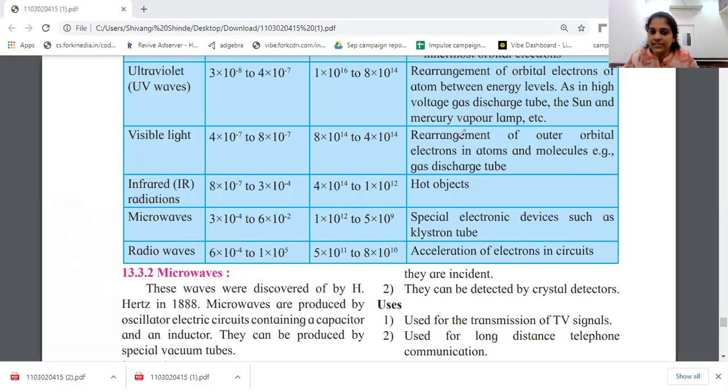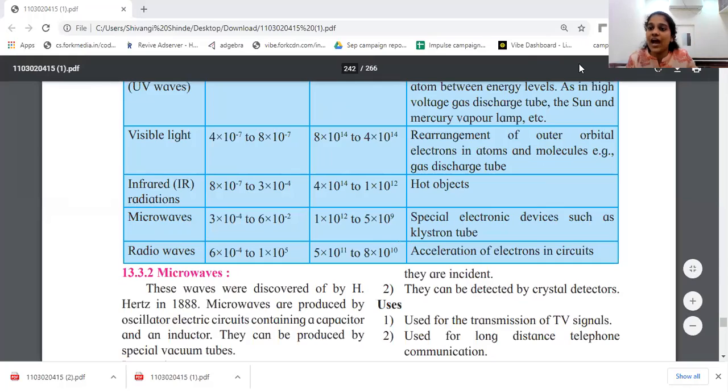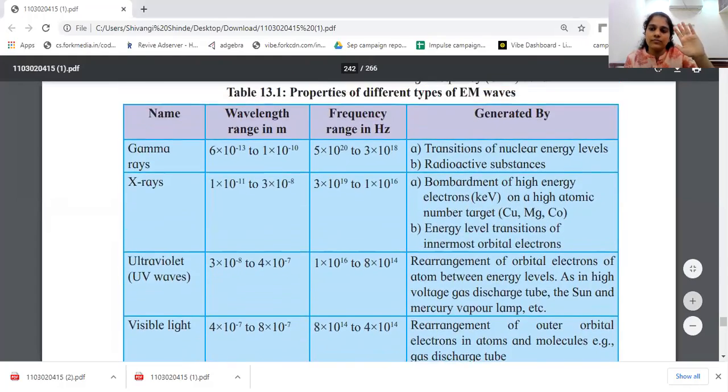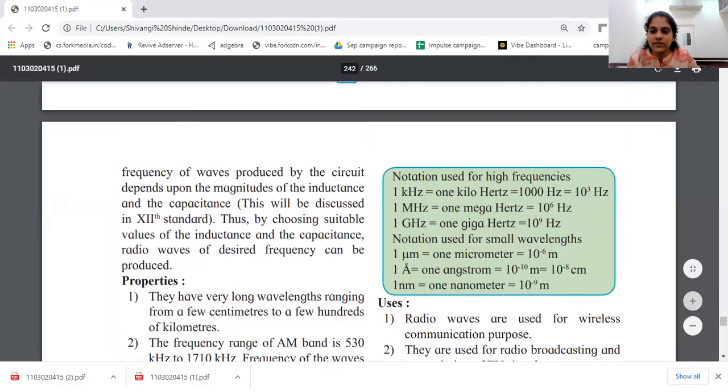Okay, fine. I hope you all are understanding. Now this last column that is there, don't worry about it, because every wave we are going to study in detail, like what is radio wave, microwave and all. So the last column is kind of summarizing everything that we'll read. We can get back to this table after we finish the reading part of all the waves.